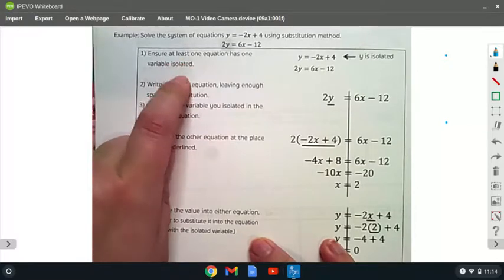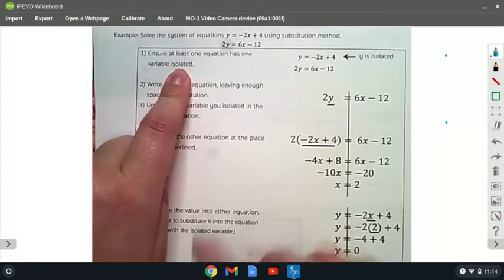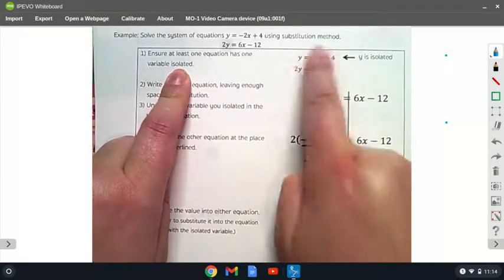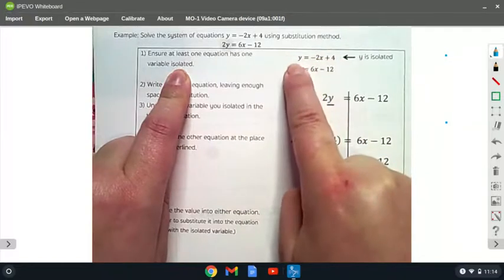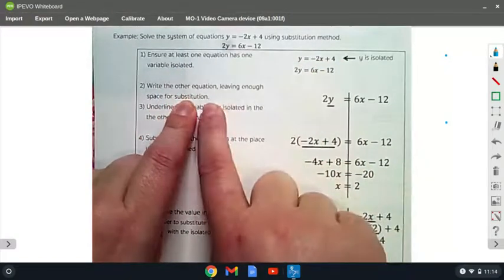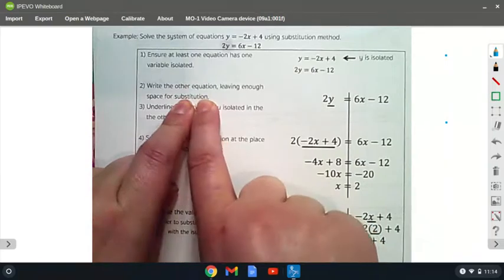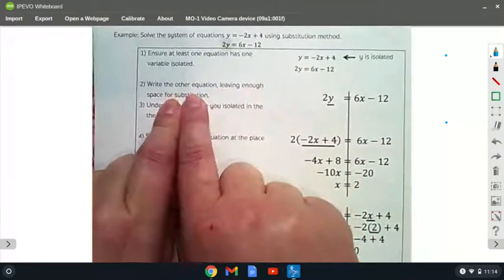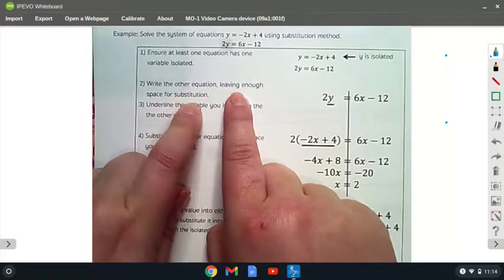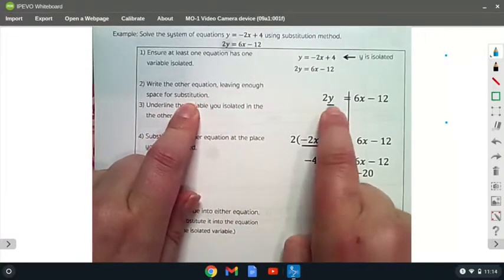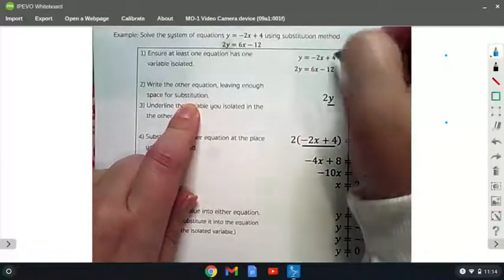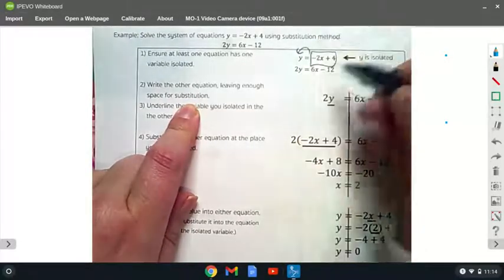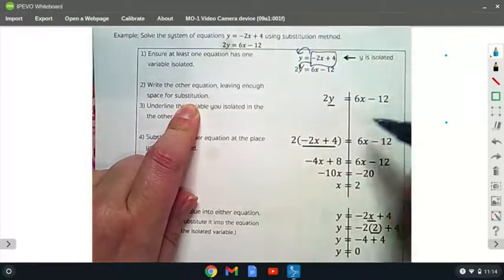Ensure that at least one equation has one variable isolated. So if you look at this original system, that y is isolated. So we're good to go with number 1. If we weren't good to go with number 1, we would have to get that variable isolated. Then we're going to write the other equation, leaving enough space for substitution. So I'm substituting. This is equal to the y. So I'm going to take this and plug it in for y in the other equation.